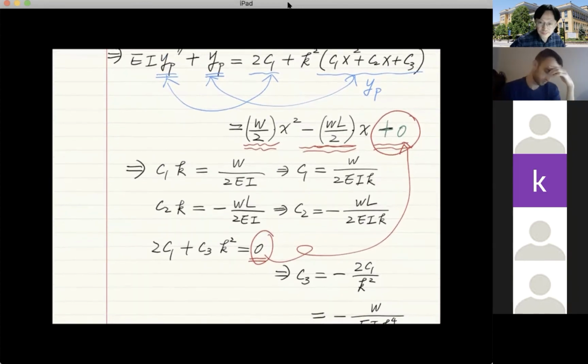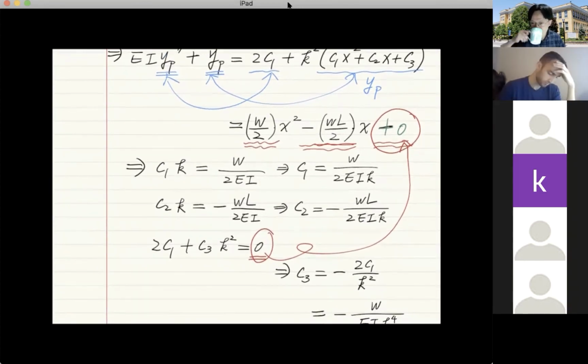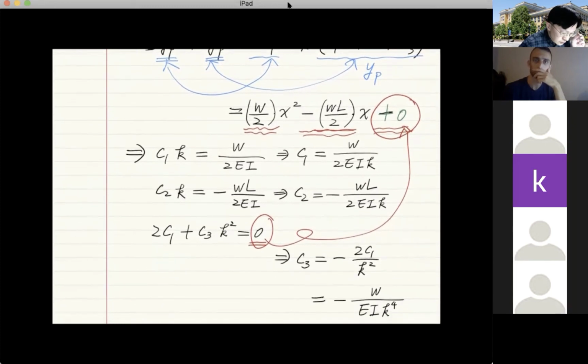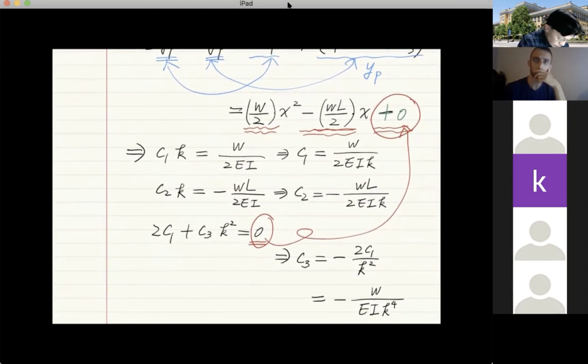Professor, when you set up the equations for finding the values of C1 and C2, shouldn't K be squared in each of those? When you get C1K is equal to W over 2EI, shouldn't it be K squared because you multiply by K squared? Yes, you're right. Why did I forget all these squares here? It's weird. Thank you.